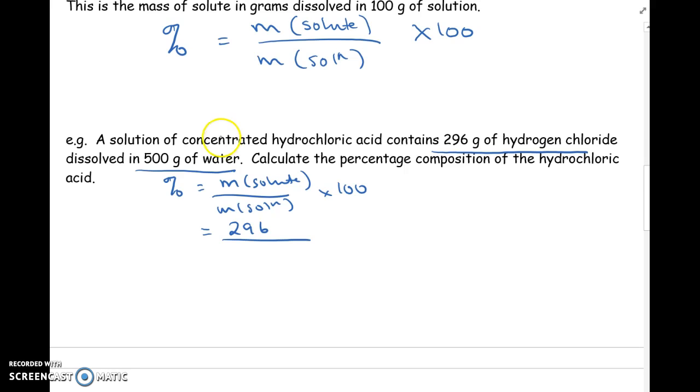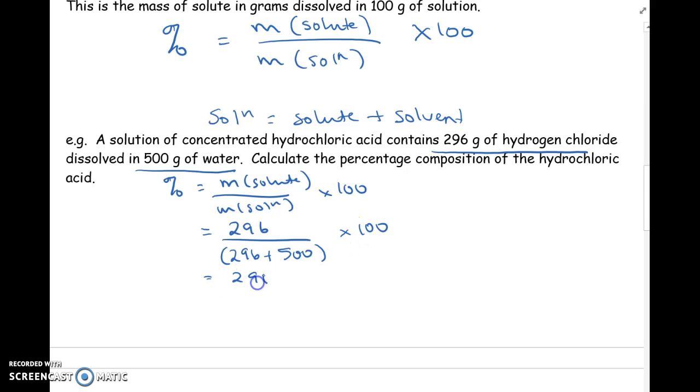And remember, a solution equals a solute plus a solvent. So down the bottom here, our solute was 296 and our solvent was 500 grams, times 100. So it becomes 296 divided by 796, times 100, and this becomes 37.2% to three significant figures.